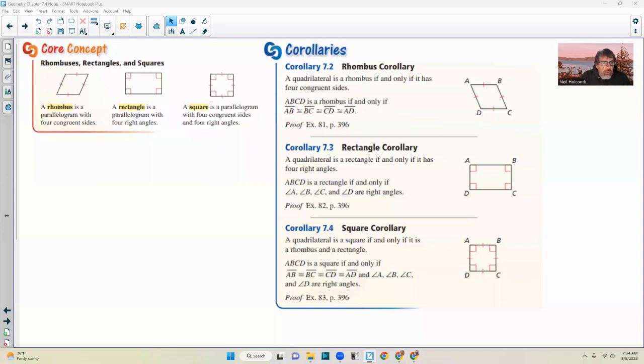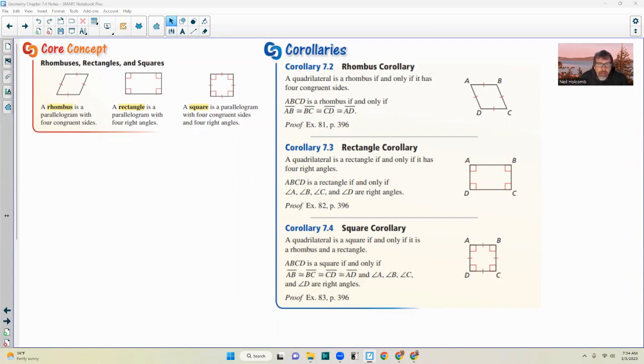Okay, core concepts and some corollaries here before we get started. So rhombuses, rectangles, and squares. A rhombus is a parallelogram with four congruent sides. So I've already mentioned this. A rectangle is a parallelogram with four right angles, and a square is a parallelogram with four congruent sides and four right angles.